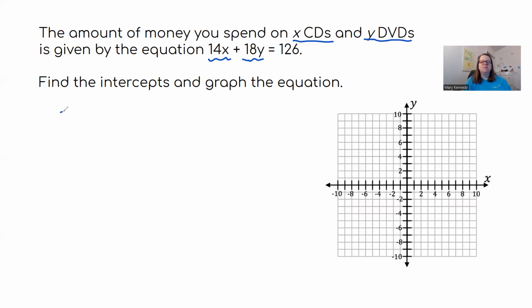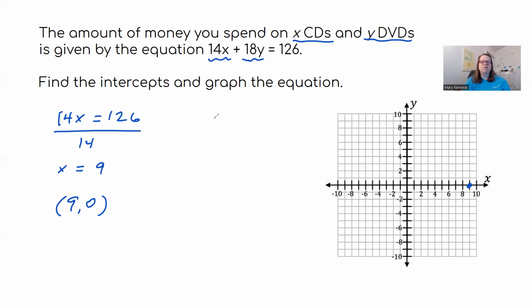So to do the x-intercept, we would say, well, let's think about what it would be if we only bought CDs. So 100% CDs and no DVDs purchased. And so that means you're just looking at the x value. So you would divide both sides by 14, and 126 divided by 14 is 9. So that's our x-intercept, at (9, 0). So we're on the x-axis, okay?